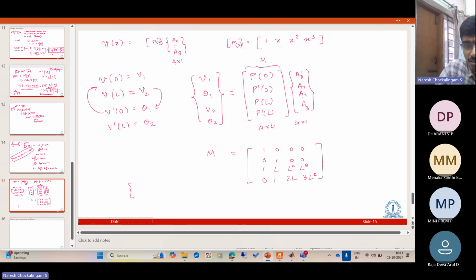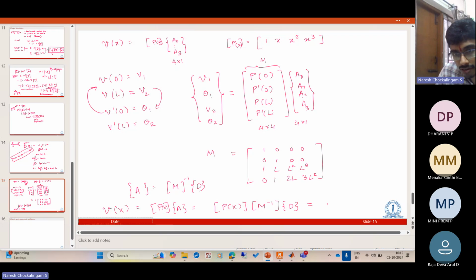So let me call this the A matrix. A matrix is M inverse times the degrees of freedom. But what is V of x? V of x is the polynomial matrix P of x times A. So this is nothing but the polynomial matrix times M inverse times D. That's done. So these are the shape functions. This is 1 cross 4, this is 4 cross 4, and this is 4 cross 1. So the beam element has got 4 shape functions.